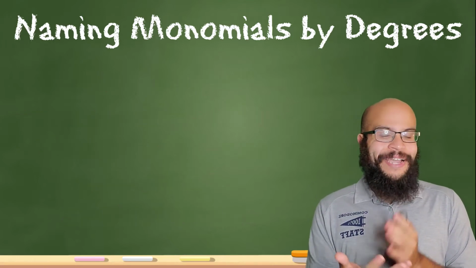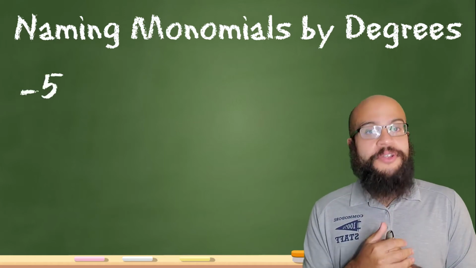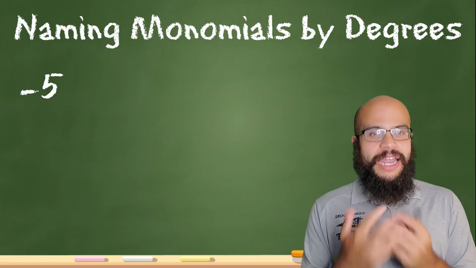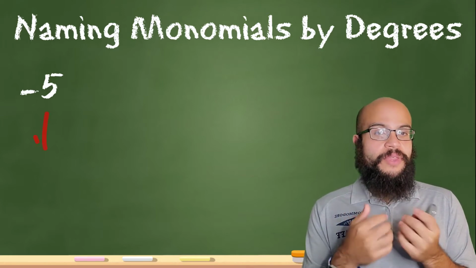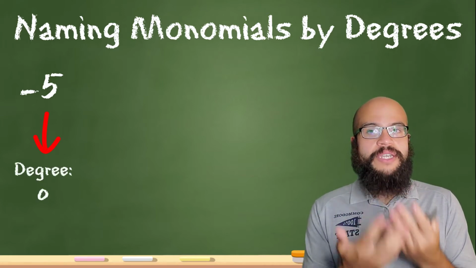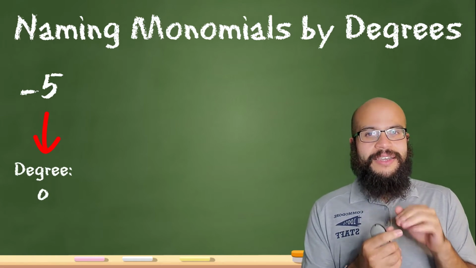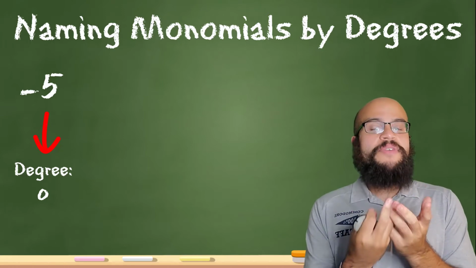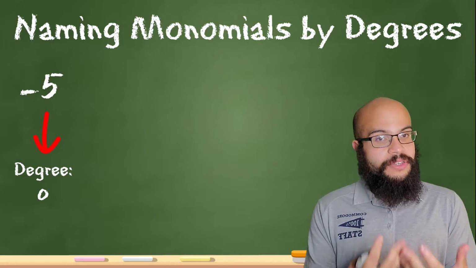So let's look at this example. This first example is just the integer -5. -5 is simply a constant. Any constant has a degree of 0. Therefore, -5 has a degree of 0. Any constant, which is a number sitting by itself without a variable, will have a degree of 0, other than 0, which has no degree.